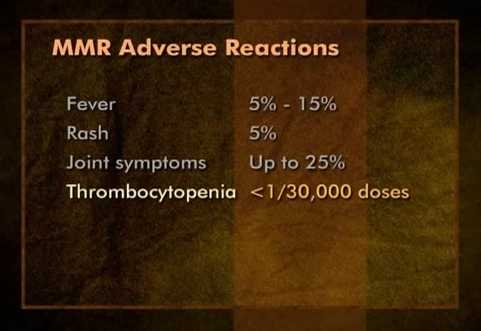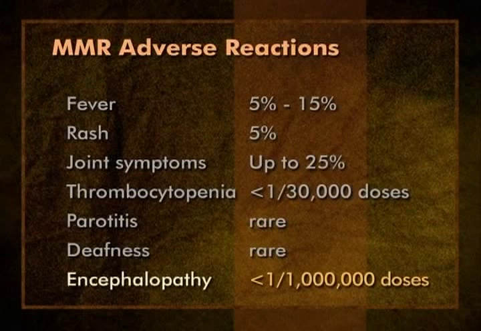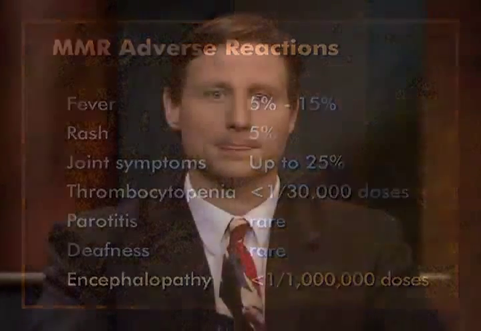Thrombocytopenia, or low platelet count, is clinically apparent after less than 1 in 30,000 doses. It is usually transient and benign. On rare occasion, bleeding does occur. Peritonitis and deafness are rare adverse reactions, usually attributed to the mumps component. Encephalopathy is believed to occur after 1 in a million doses or less. This is a very rare event, again, much less frequent than encephalopathy following measles disease.